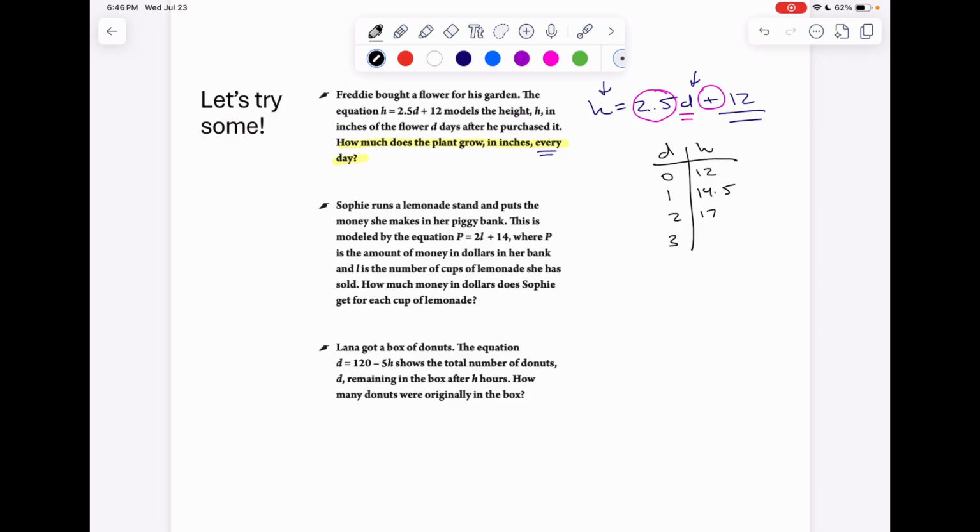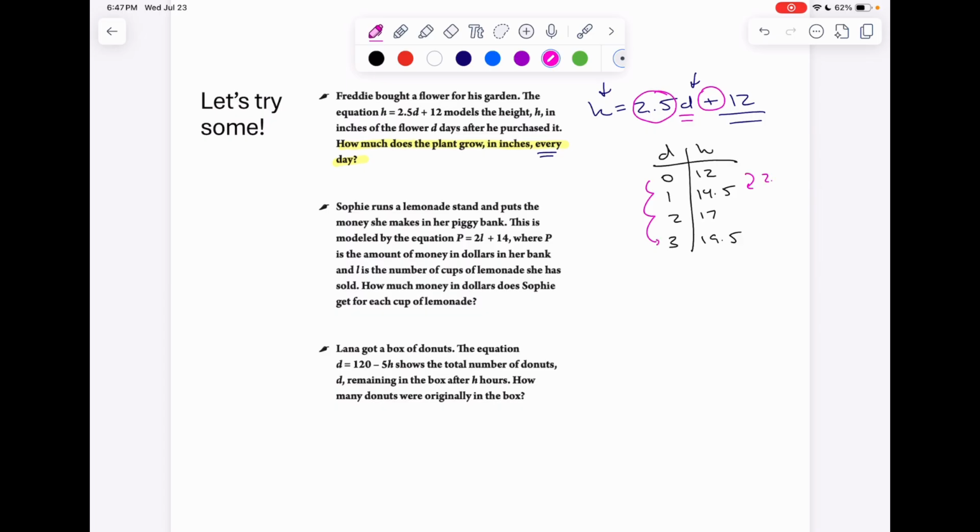Put in a 3. You'll get out 3 times 2.5, which is going to be 7.5 plus 12. That's going to be 19.5. So you can see for each increase in your day, we add another 2.5 to the height. That's our slope. Remember, our slope is a change in height per change in day, our change in y per change in x. So our answer to this one will be 2.5.